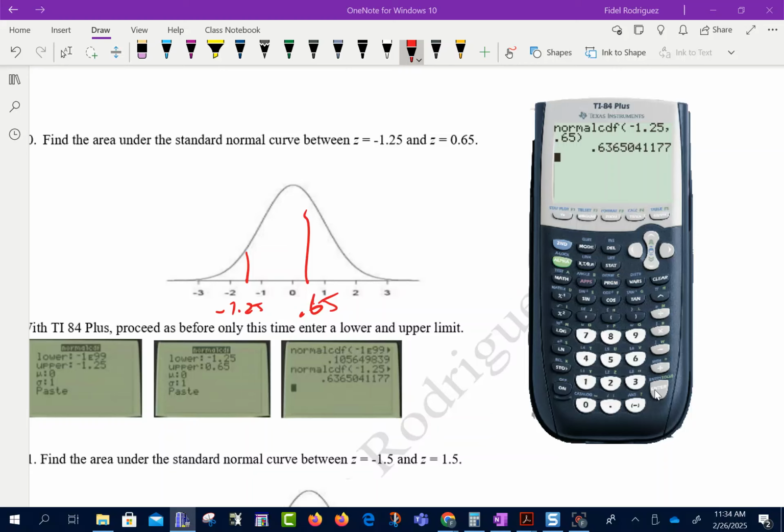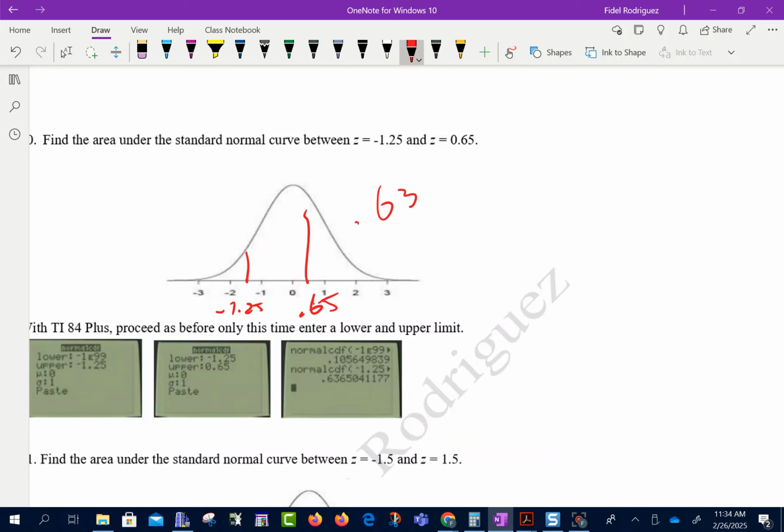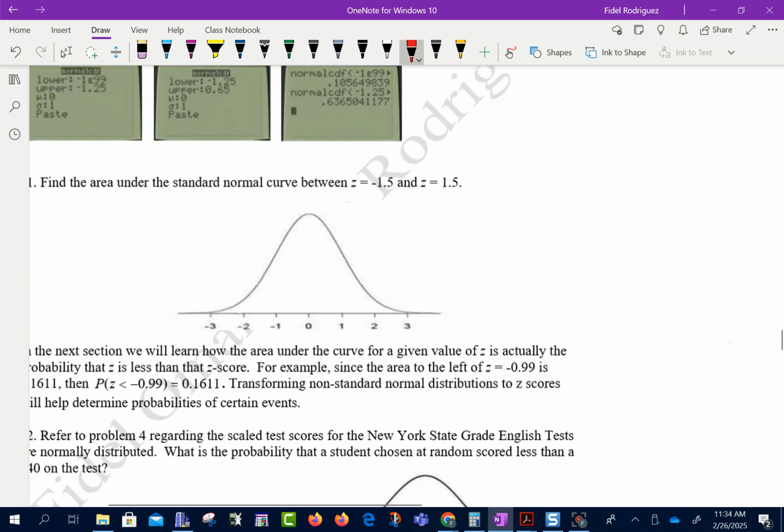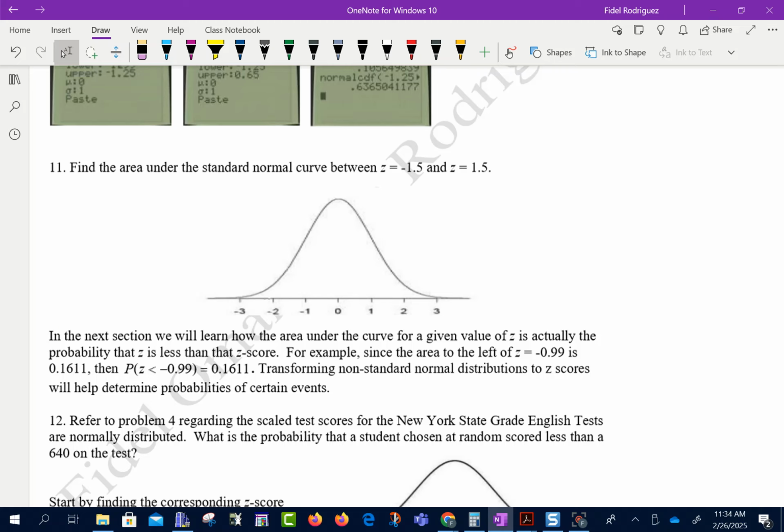And y'all, 0.6365. So I'm showing you this right now. These are just going to be some basic ideas, just how we find the area. And then we'll start talking about what I am doing all this stuff for, what's the purpose of finding all this stuff?